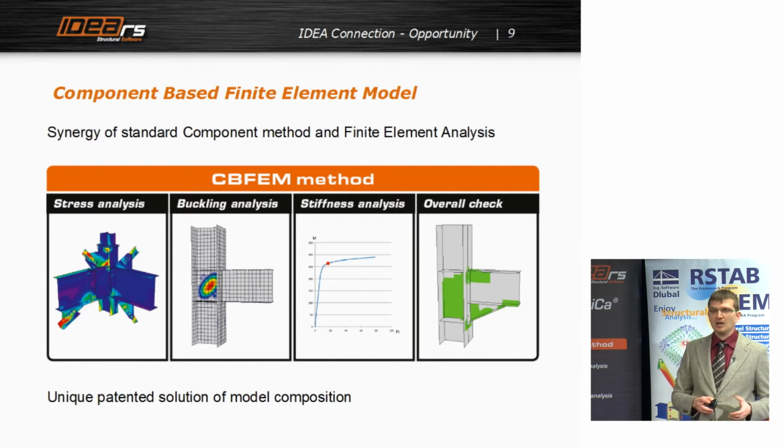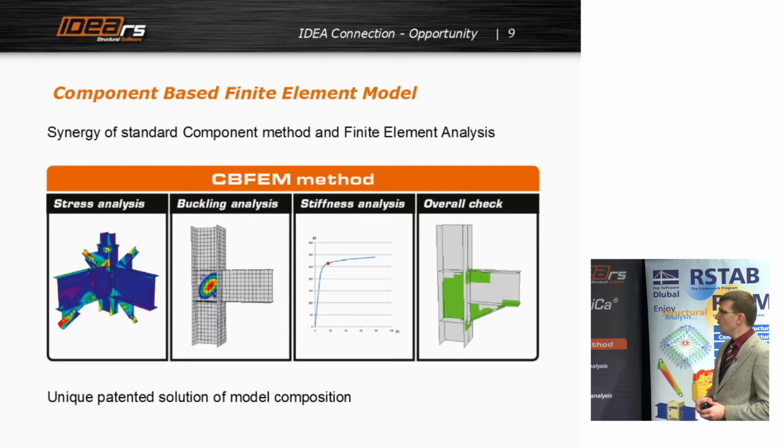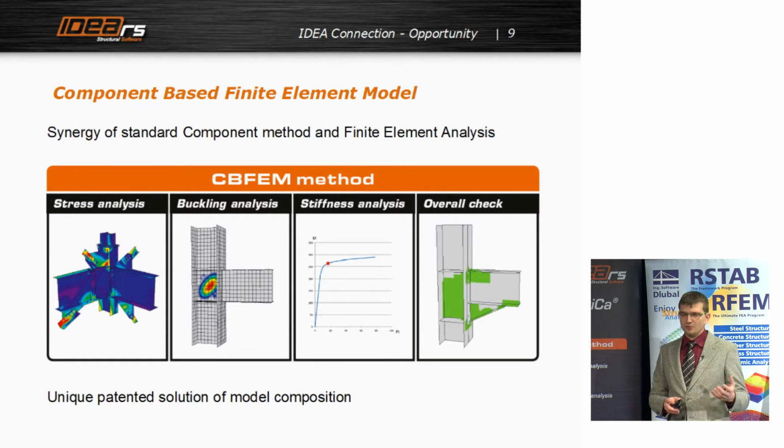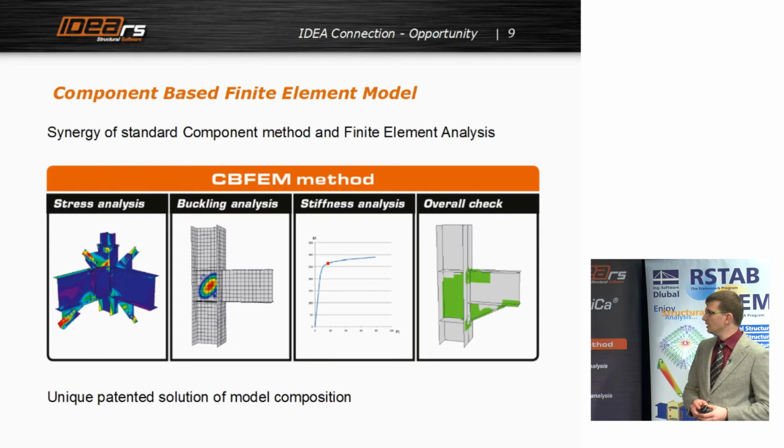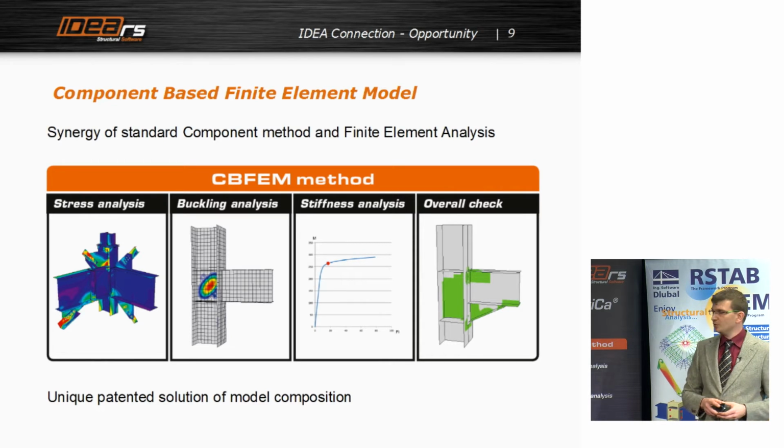And that brings us the full list of features. That's the stress analysis, which I've already talked about. We can provide you buckling analysis of the joint, which is really important in some cases. Stiffness analysis of the joint. And the overall check. The overall check gives you a really nice view of the status of the joint, and you can see which part is critical and what you should do with the joint.